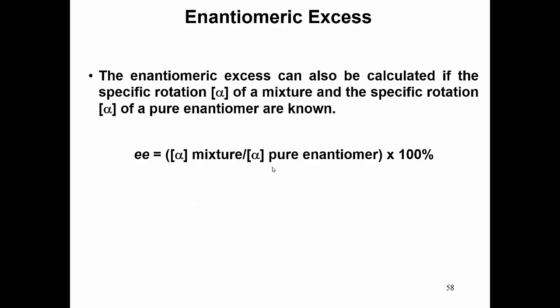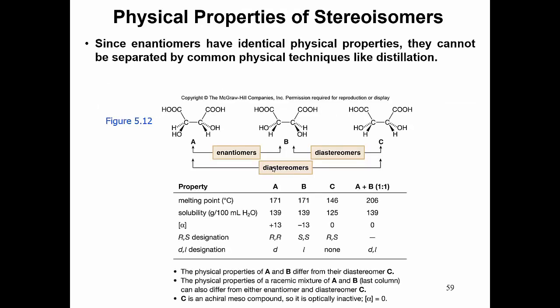And you can also calculate that from the specific rotation, which you get from your polarimeter measurement. You have to know the specific rotation of your pure enantiomer in order to compare. So you look at the specific rotation of your measured mixture and divide that by the specific rotation of the pure enantiomer times 100%. That's another way to determine the enantiomeric excess.